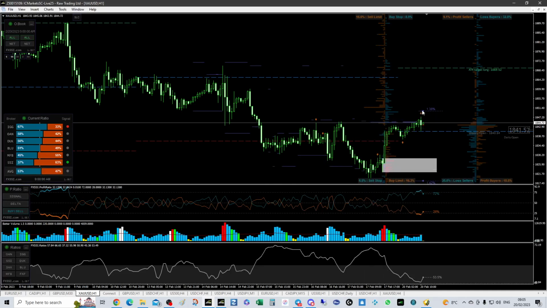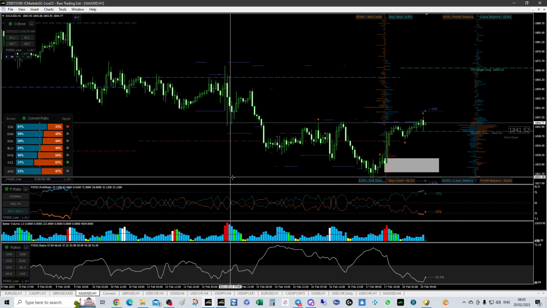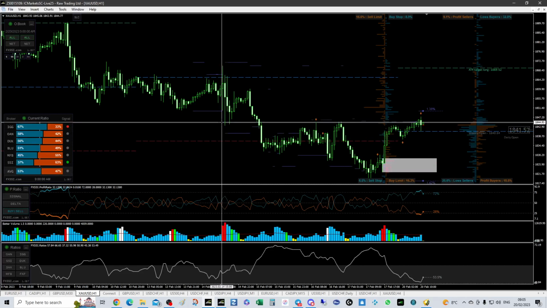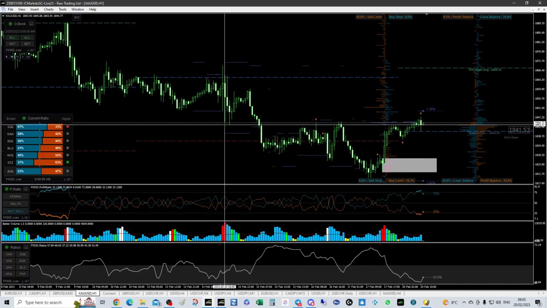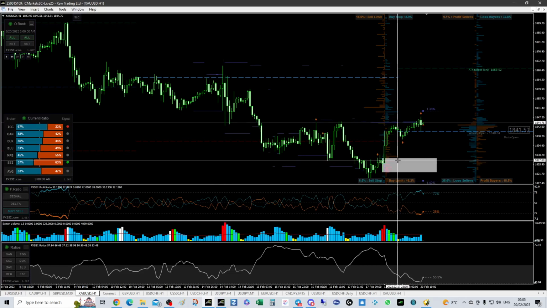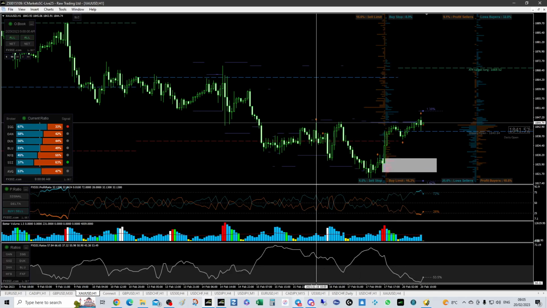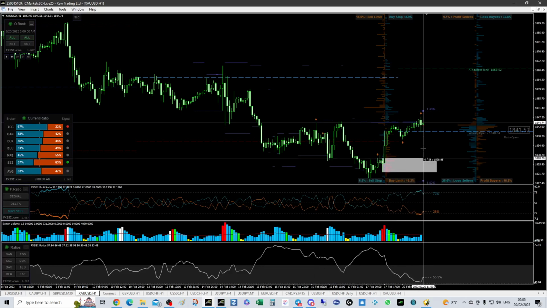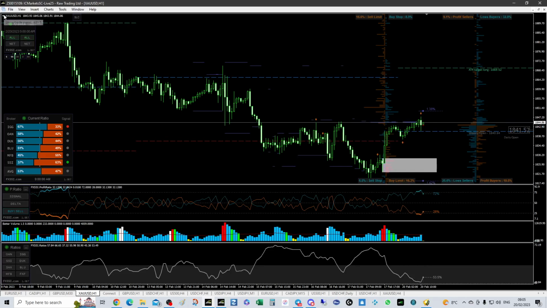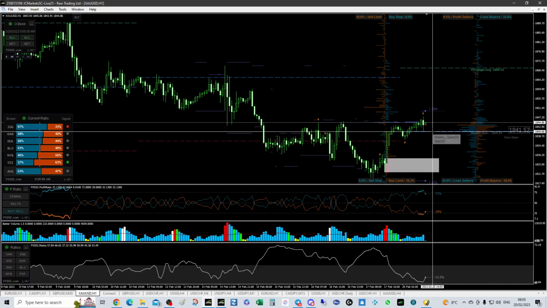So SLC 1850 kind of maps to the 1843 support. So yes, we're above that level, which is fairly decent. You probably could look for a long with a stop there, but I was just saying in the Discord, it's quite a wide stop now. And even on a micro lot, even on the smallest size, that could still be quite expensive.